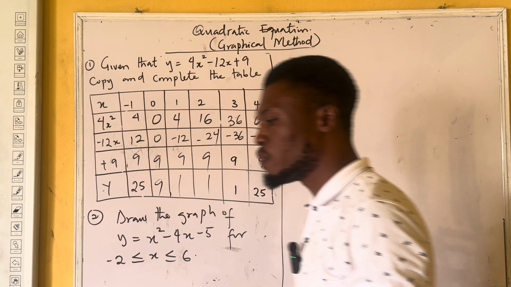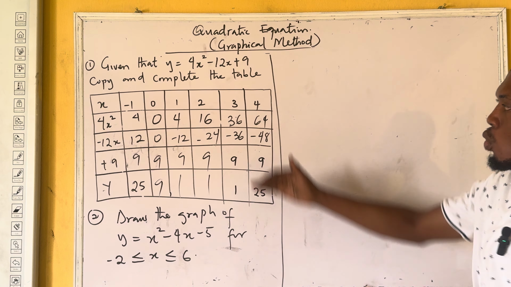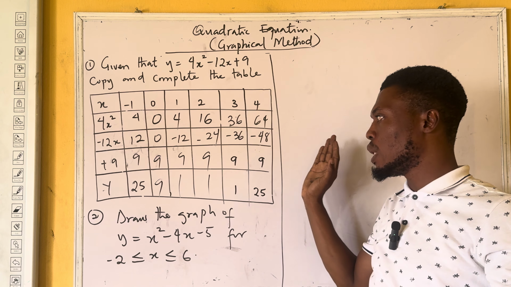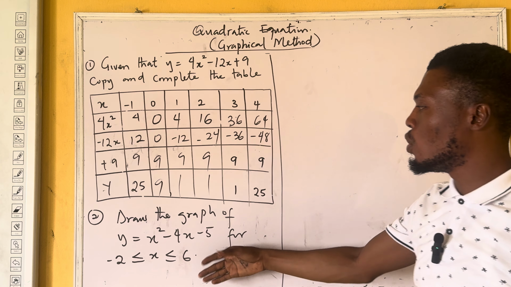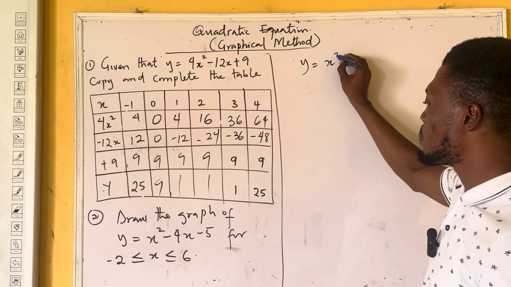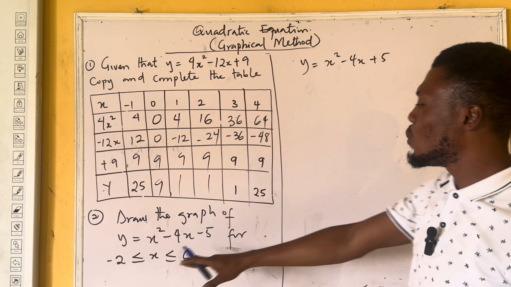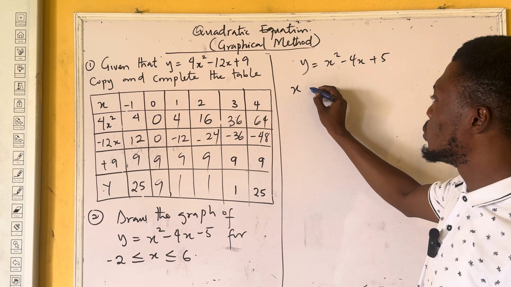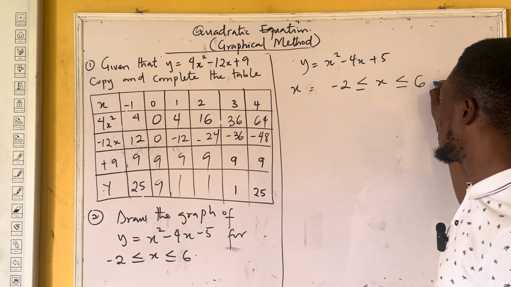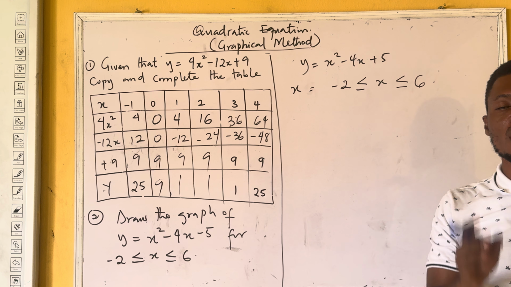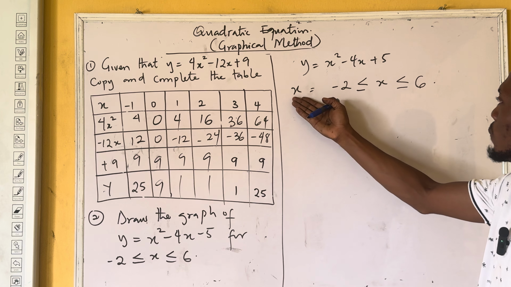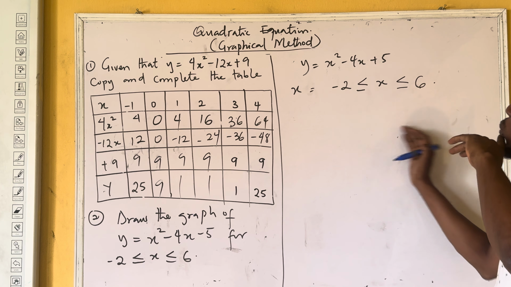Now question 2 is different from question 1 because it is not in a tabular form. Question 1 is in tabular form already. We have to start substituting x values to solve across to get our resultant y. But question 2 is quite different. Why? Because we have our equation to be y equals x squared minus 4x plus 5. And we have the range of value of x. The range of value of x is minus 2 less than or equals to x less than or equals to 6. Let me quickly walk you through inequality.